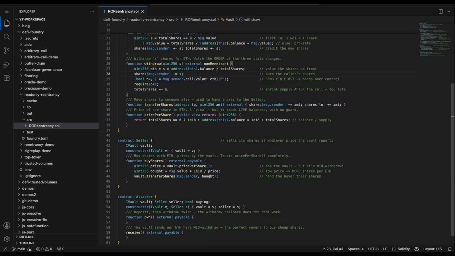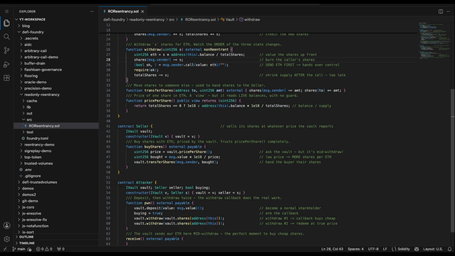Now the attacker, which ties it together. Kubun deposits ETH to become a normal shareholder, arms a flag, and withdraws. The magic is in receive, the function the vault calls when it sends ETH. Because that call happens mid-withdraw, while the price is temporarily half, the attacker uses that instant to buy cheap shares from the seller at that fake half price.